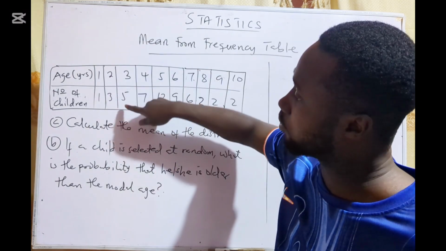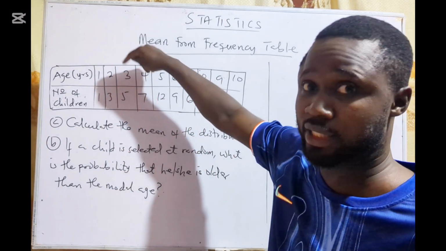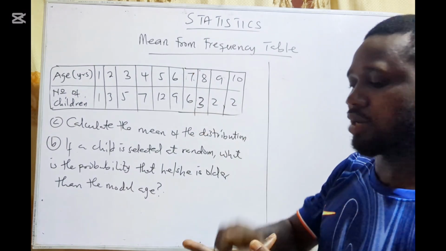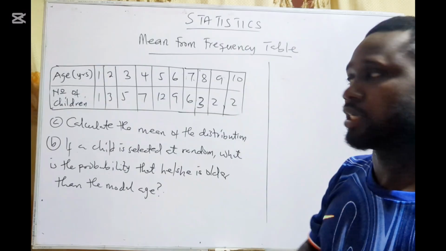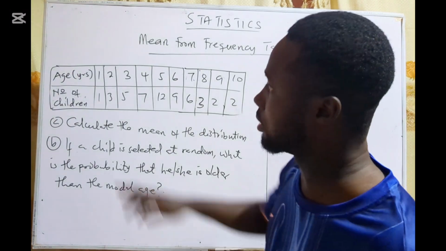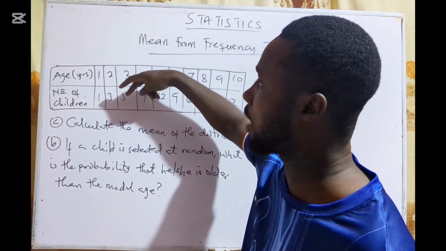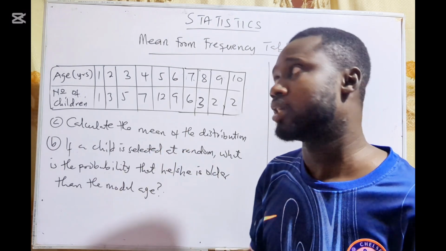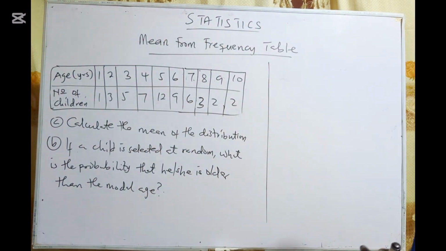When I take 5 children, their age is 3. So it means that the age 3, I'm going to add it 5 times: 3 plus 3 plus 3 plus 3 plus 3. You see that it will take us a lot of time. So what we have to do is to multiply. 3 times 5 will give me the same as 3 plus 3 plus 3 plus 3 plus 3, 5 times.